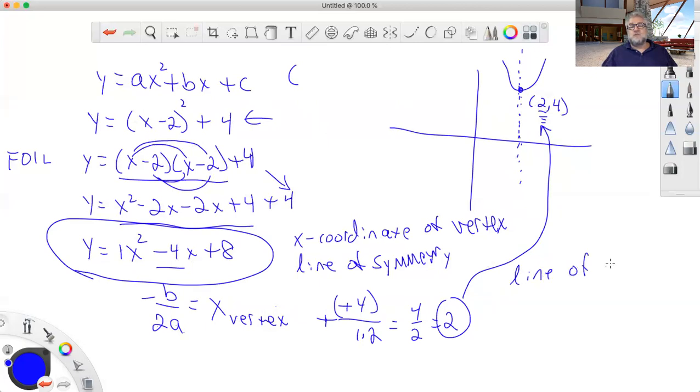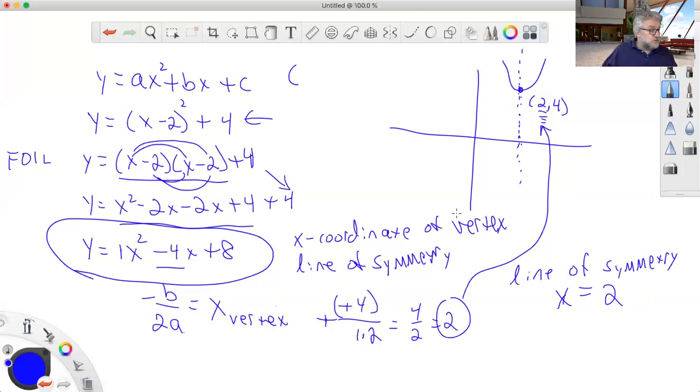So the line of symmetry is x equals 2. The x-coordinate is going to be the line of symmetry. And it's this vertical line right there.